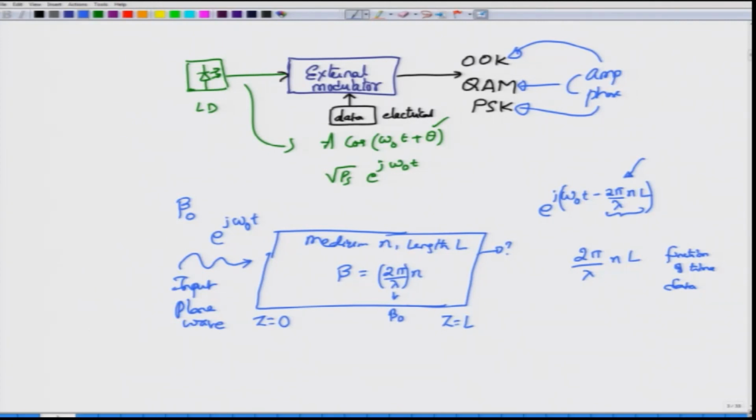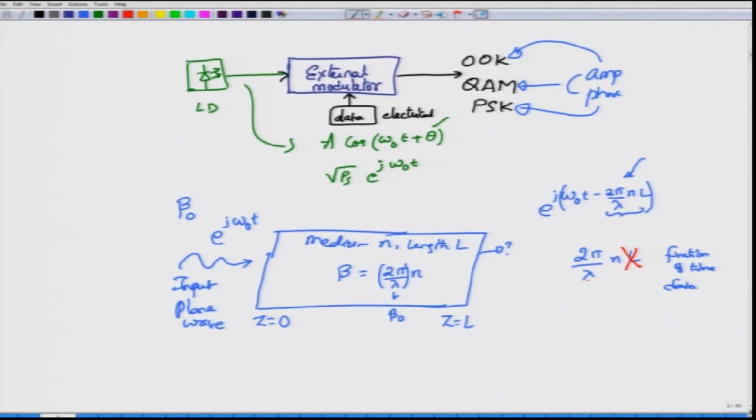Is it possible for me to change the length of the medium? Yes, it is possible for you to change the length of the medium. However, changing the length would be a very slow process, and therefore not suitable for a high speed optical communication system, right. So, changing the length is not a good option.